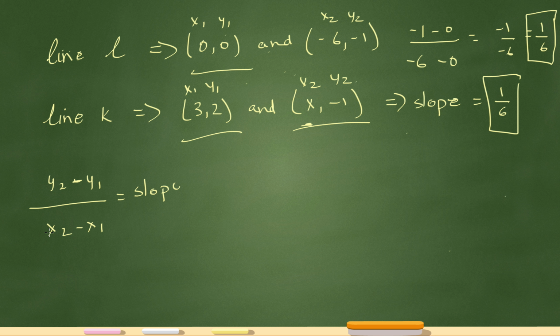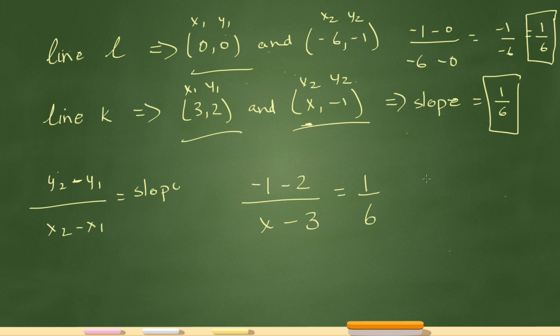I know what x2 is, I know what x1 is, and I think I messed that up. I know what y2 is, I know what y1 is, I don't know what x2 is, I know what x1 is, and I know what the slope is. So let's fill it in. y2 minus y1 over x2 minus x1, which will equal 1 over 6.